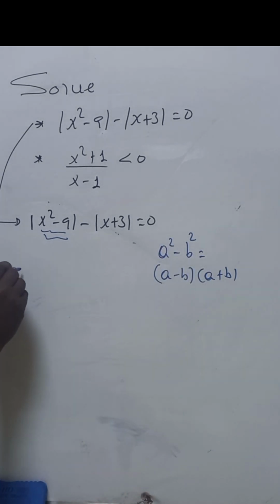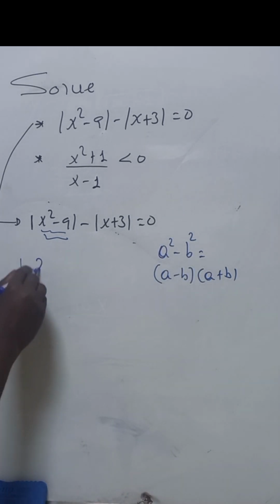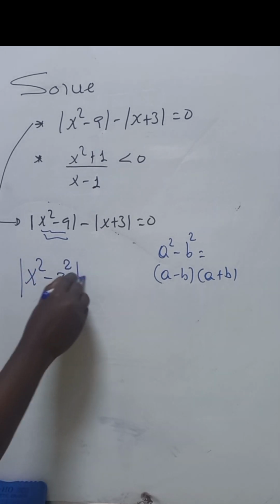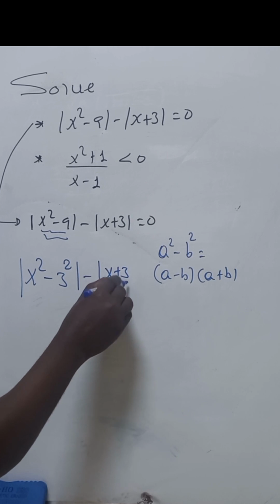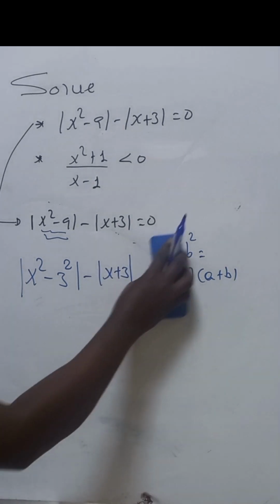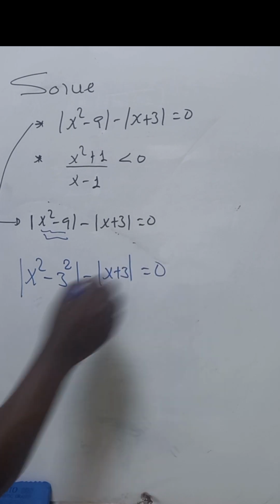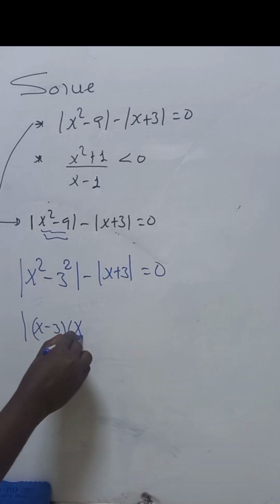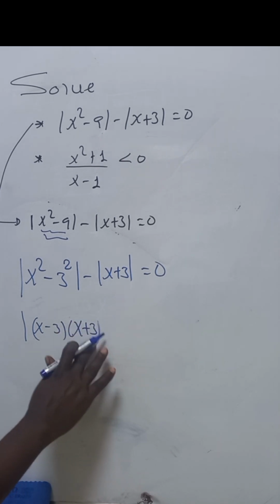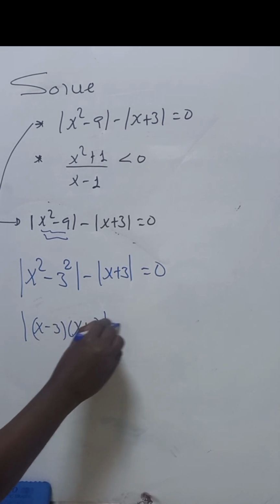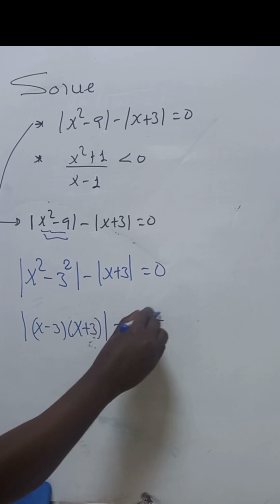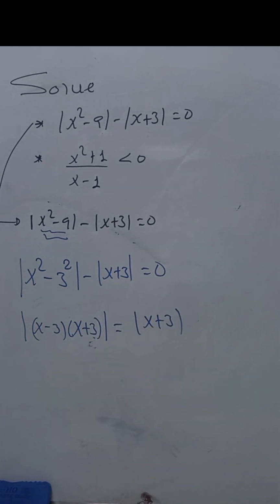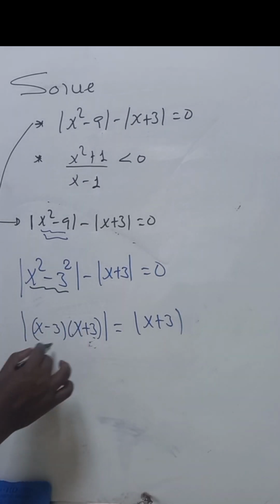Because of this principle, this is given by the modulus of x squared minus 3 squared minus the modulus of x plus 3, which is equal to 0. Then what does this mean? This is the modulus of x minus 3 times x plus 3, under modulus, minus the modulus of x plus 3, which equals 0. In the case of this problem, this is what it means.